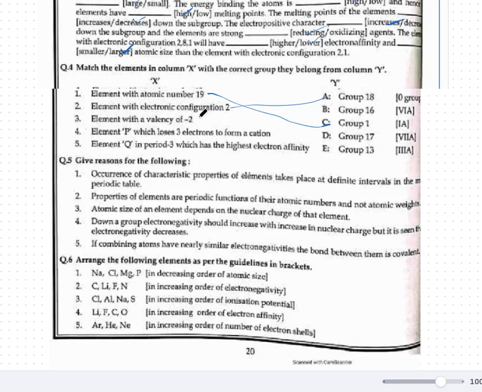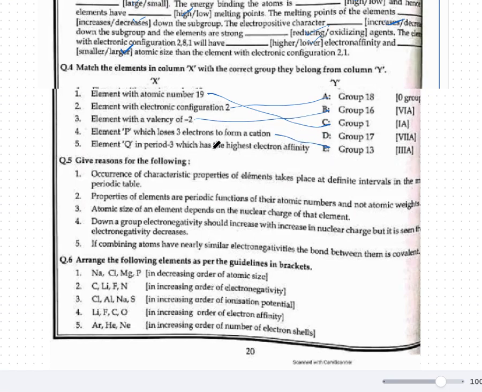Elements with valency -2 is group 16, okay, because it's like oxygen. Element P, which loses 3 electrons to form a cation, this will be found in group 13, that is aluminium.